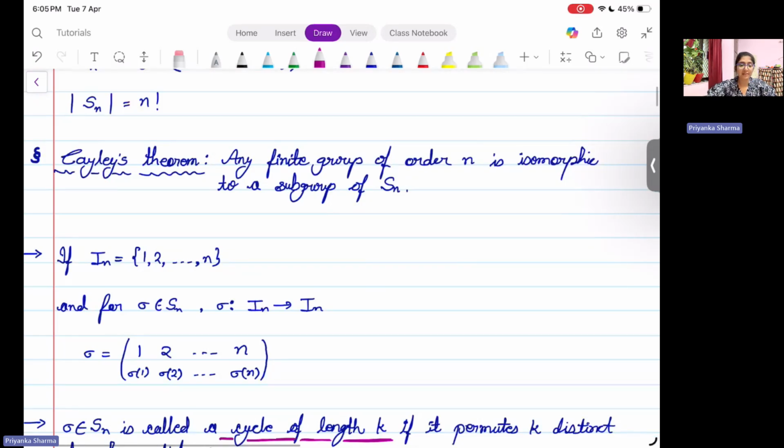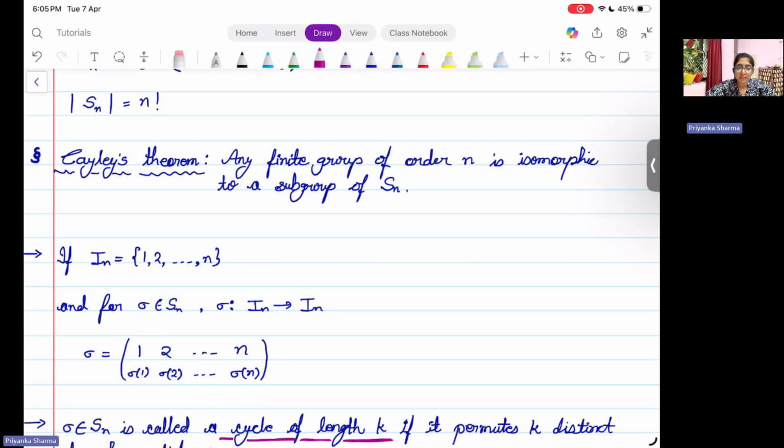Now we have Cayley's theorem, which we have already studied in the session based on group action. Cayley's theorem says that any finite group of order n is isomorphic to a subgroup of Sn. Cayley's theorem is useful to identify the number of groups for a given order n up to isomorphism.